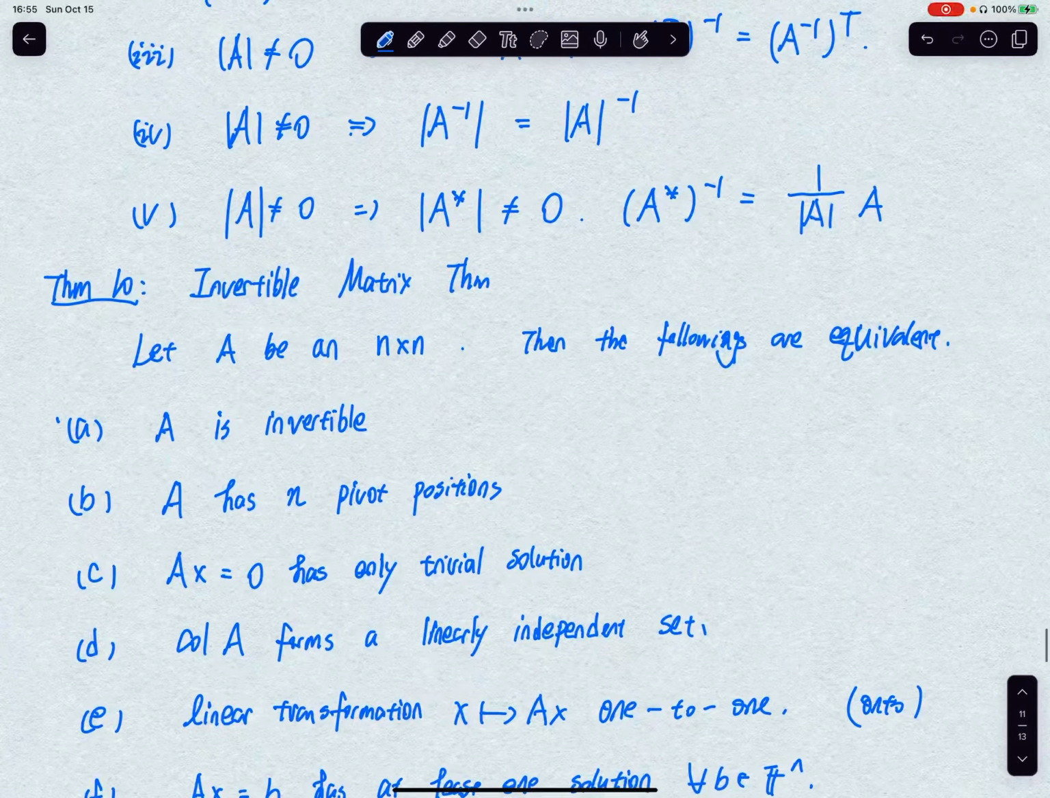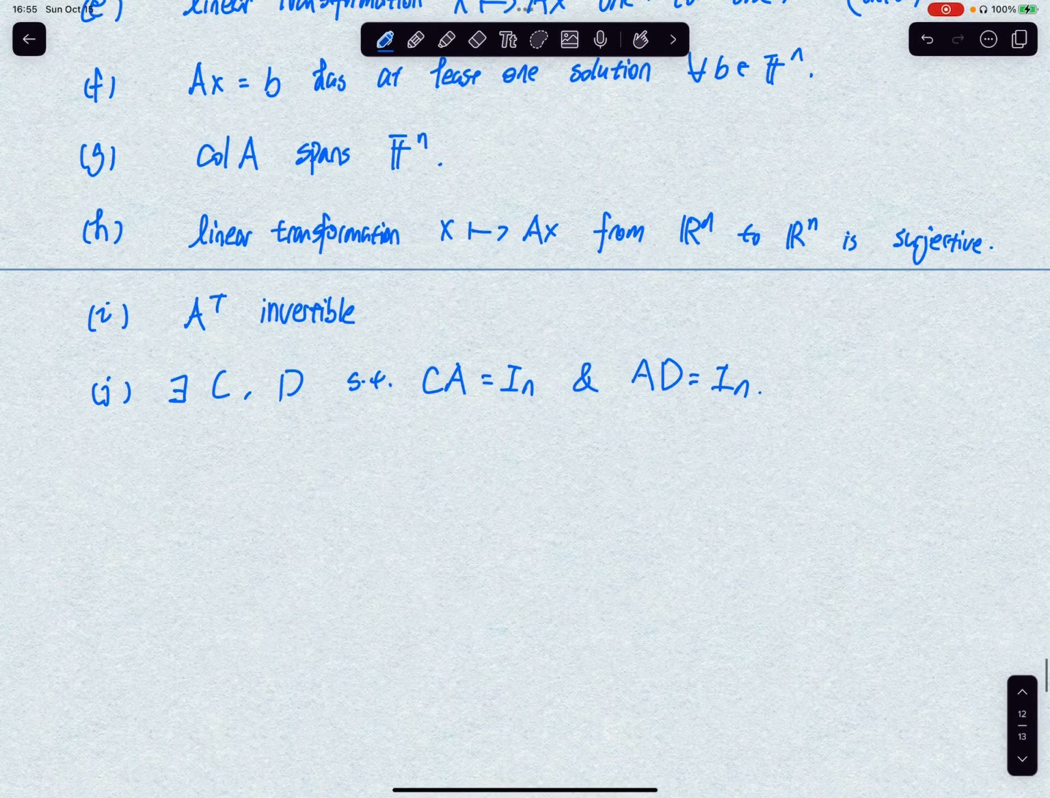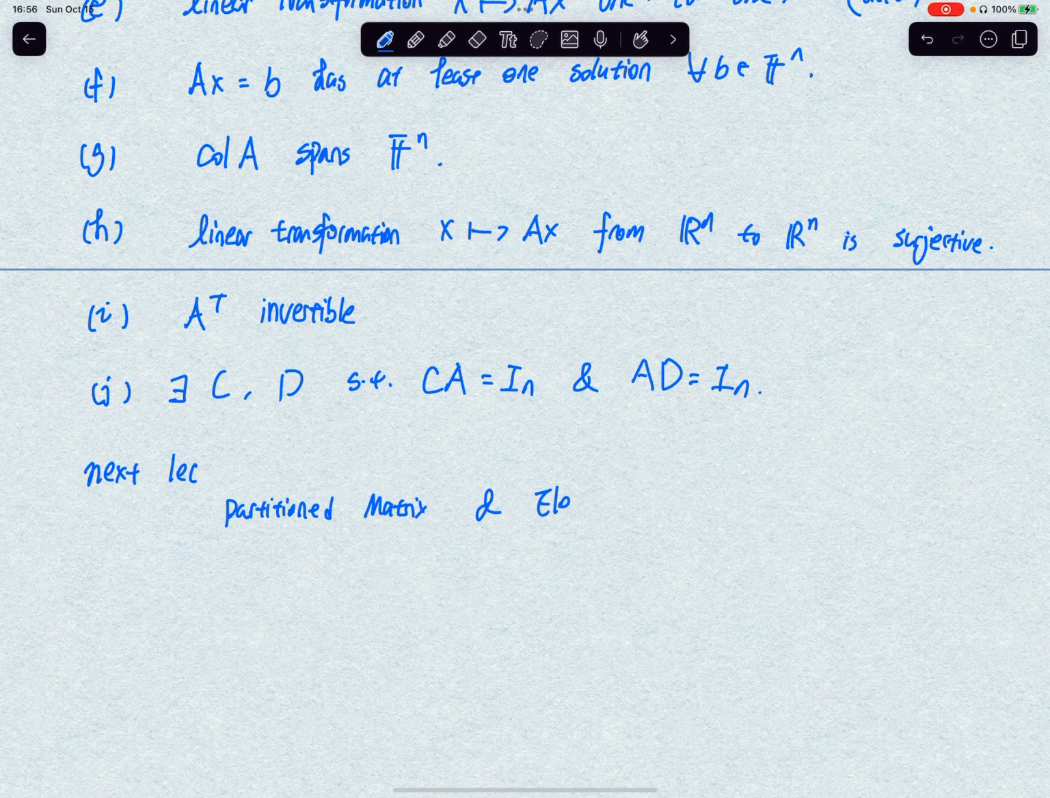And this is all for today's lecture. In the next lecture, we shall introduce the partitioned matrix. And if we have enough time, we will talk about the elementary matrices. And also, we may talk about some results from vector spaces and subspaces. So perhaps elementary matrices.